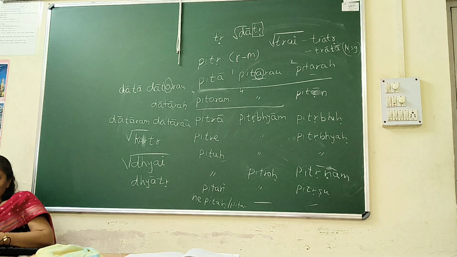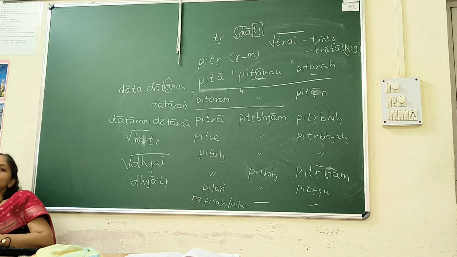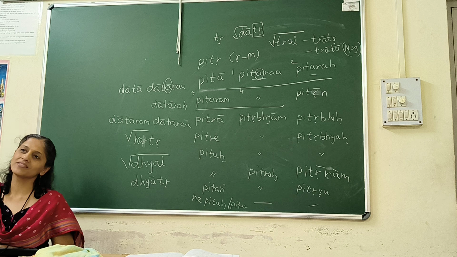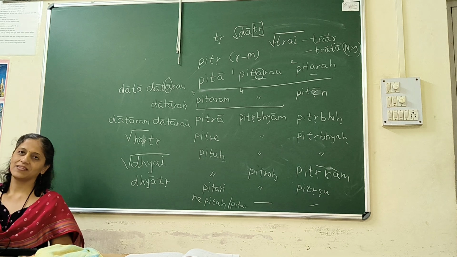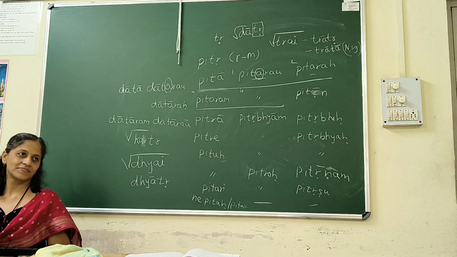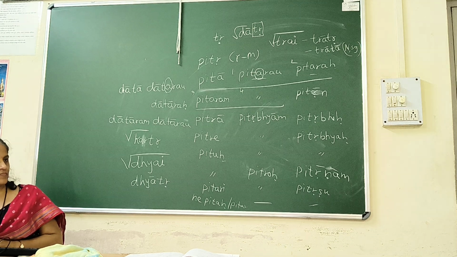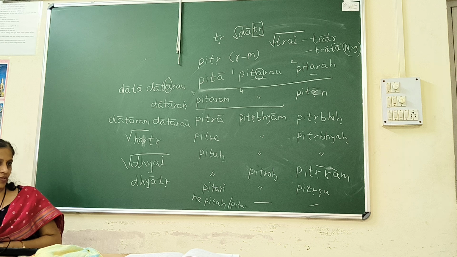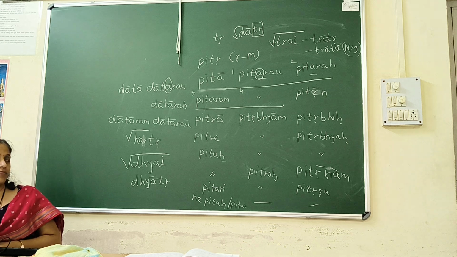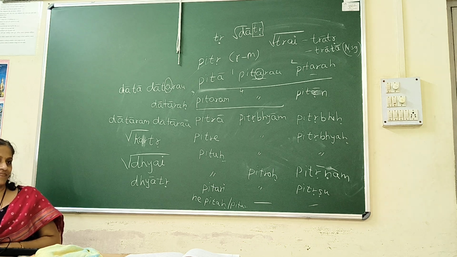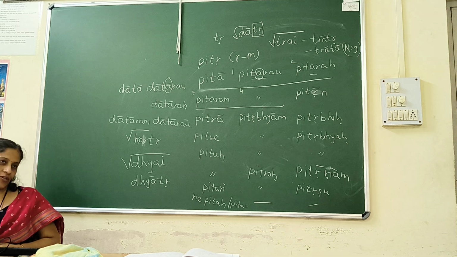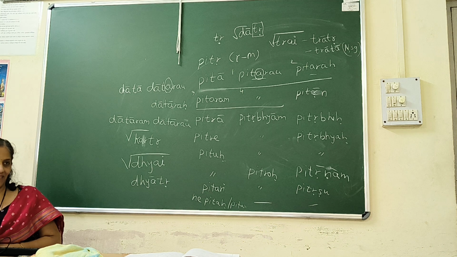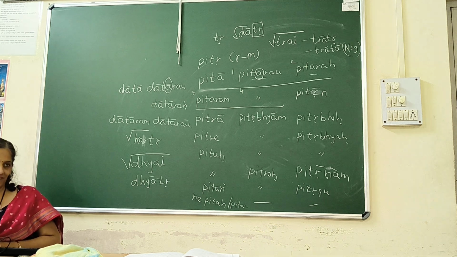So you take any action, add tru to get the person who does that action. Any rule of this, how to transform into the tru? While adding tru, the verb is strengthened. That means it either takes guna or takes vruddhi. That's why it changes to dhya. Because of vruddhi, it's dhya.